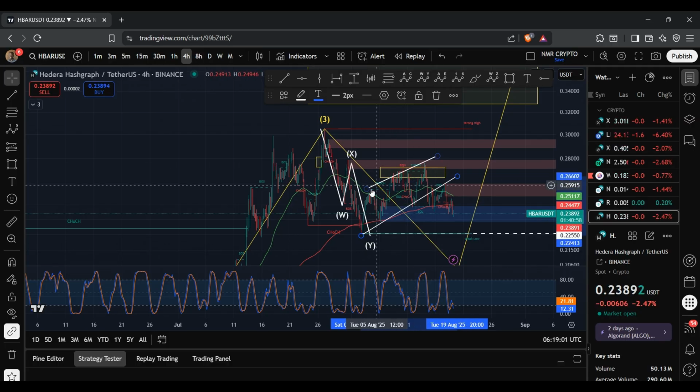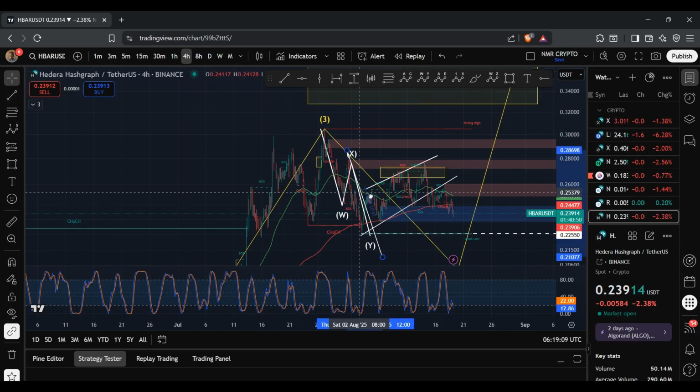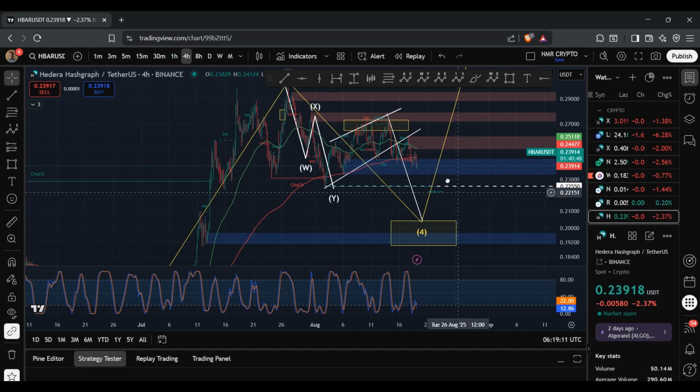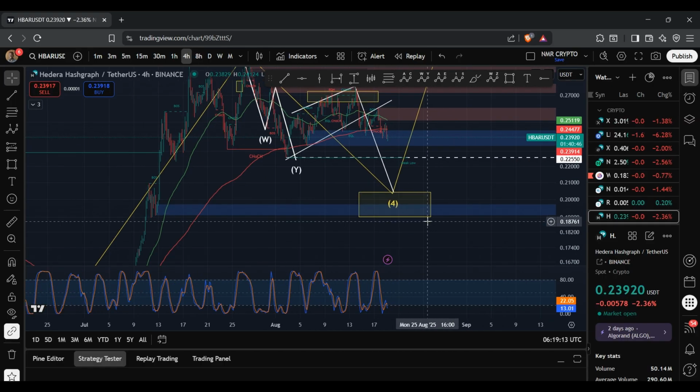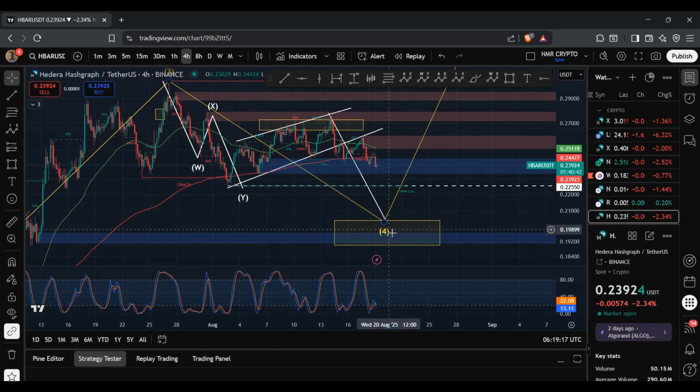And so, yeah, one could argue that this here is the flag. And then we have this move to the downside, which is the flagpole. So if I reposition this to over here, what you can see is this flagpole more or less taps into this range here. And so, yeah, this is the next move that I'll be looking out for on HBAR.